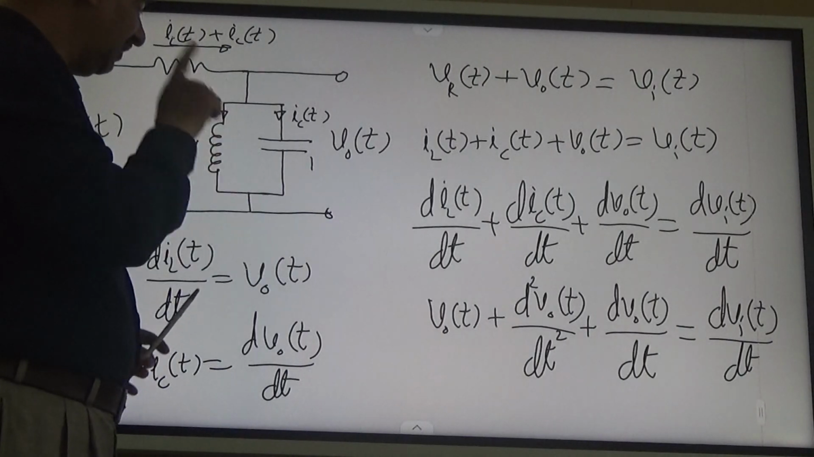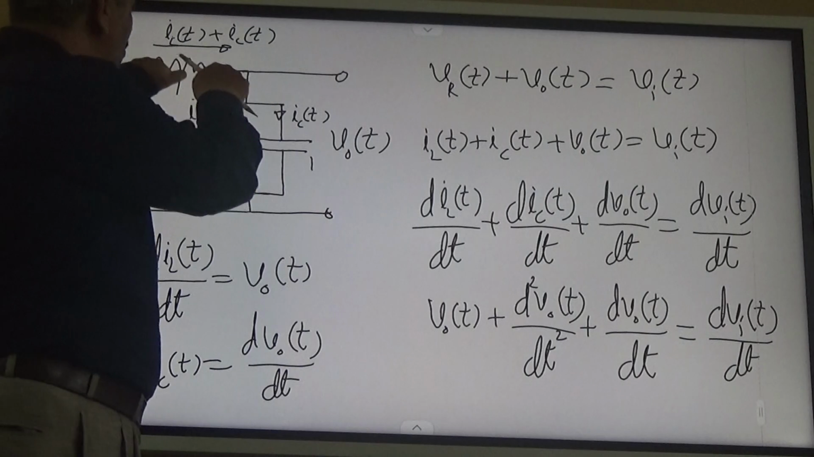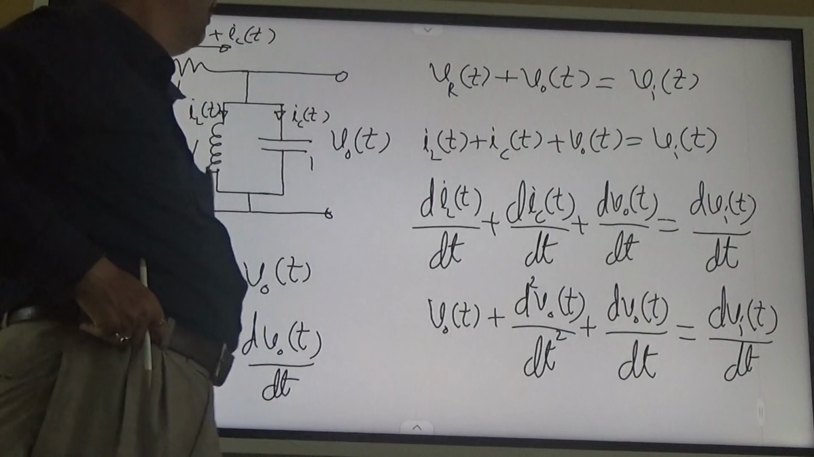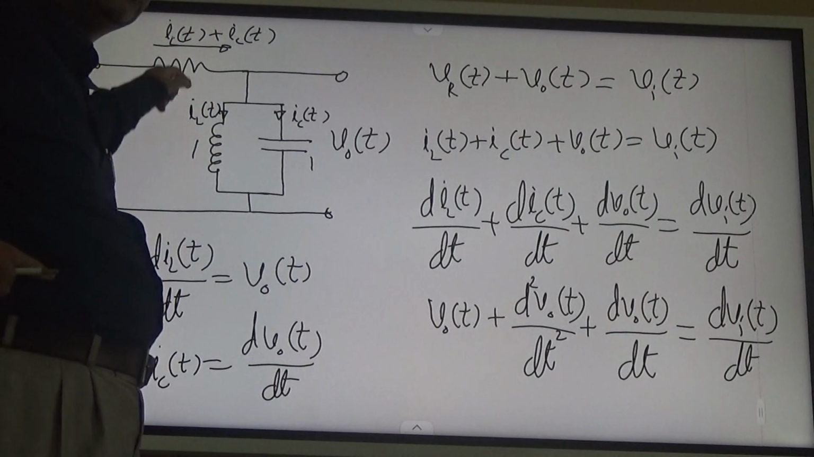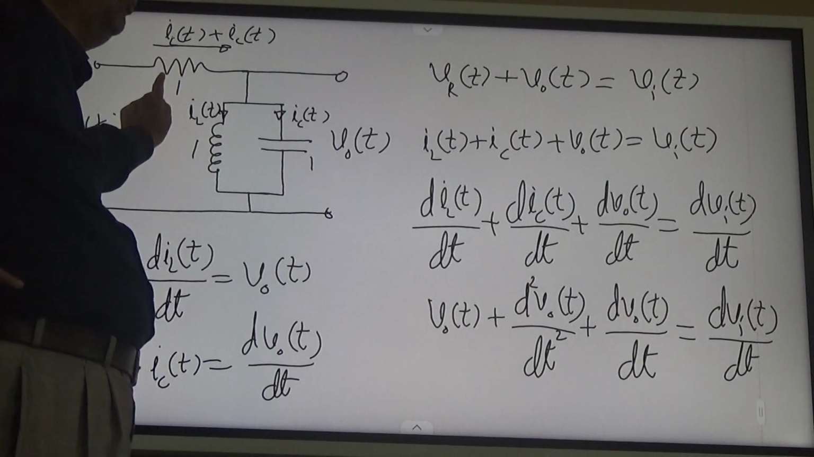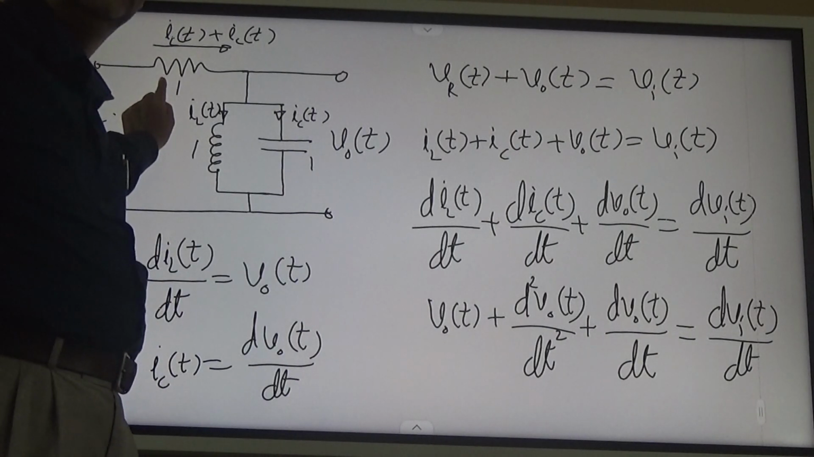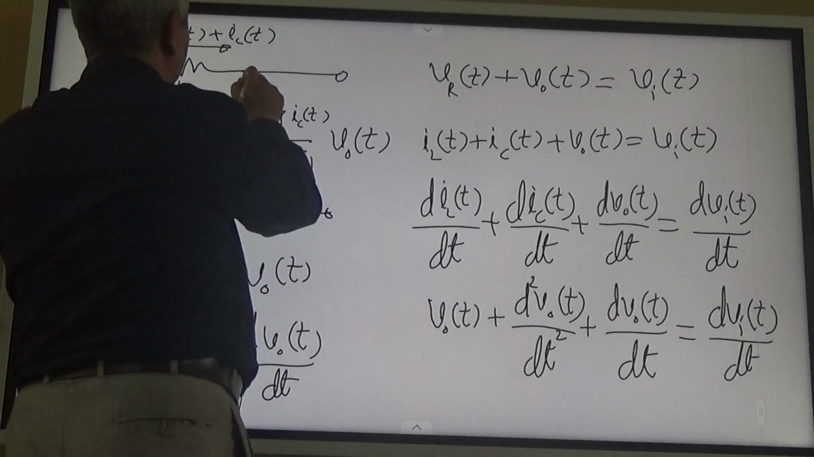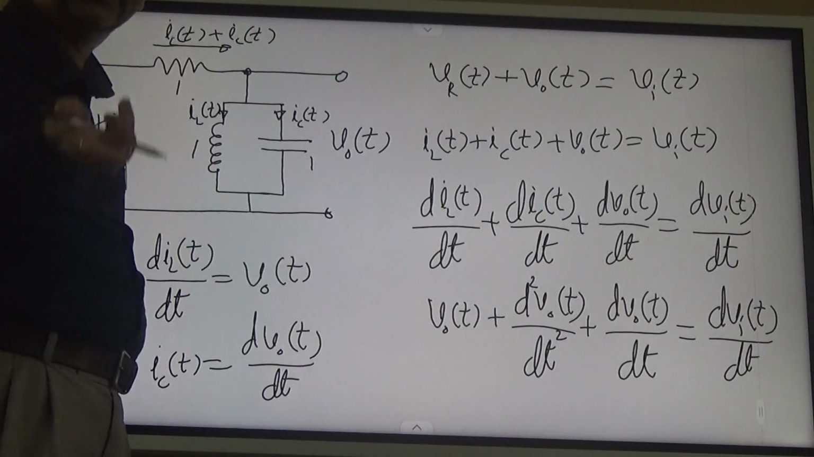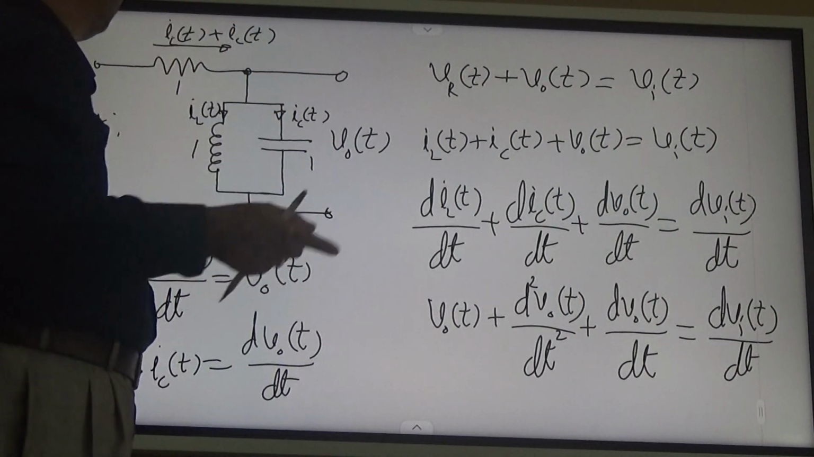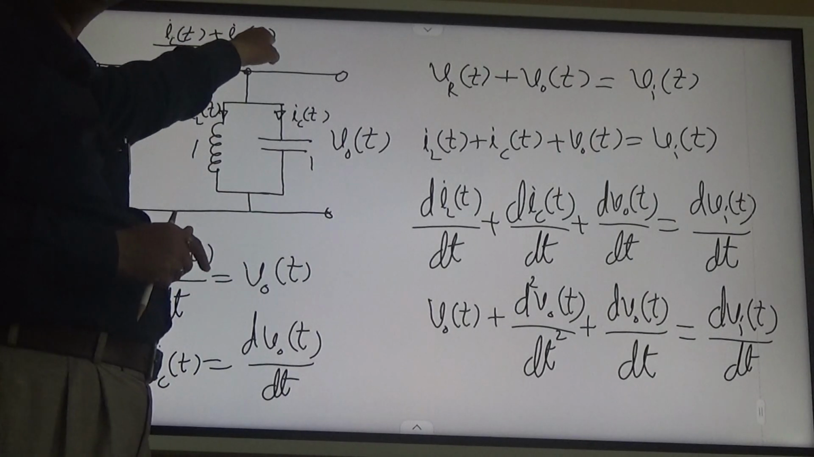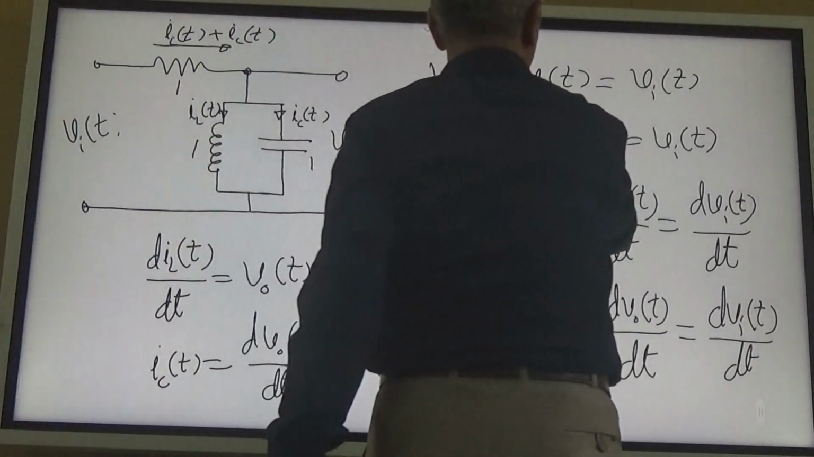Then, while assuming the currents, we take help of Kirchhoff's law. So we assume current ILT, assume the direction, assume ICT, and then the current through the resistor we calculate using Kirchhoff's law. That is, for this node, it is outgoing, so currents incoming equal currents outgoing. So the outgoing sum is ILT plus ICT. That must be the current incoming. That is, the current through the resistor in this direction is ILT plus ICT, right? So VRT plus VOT equal to VNT.